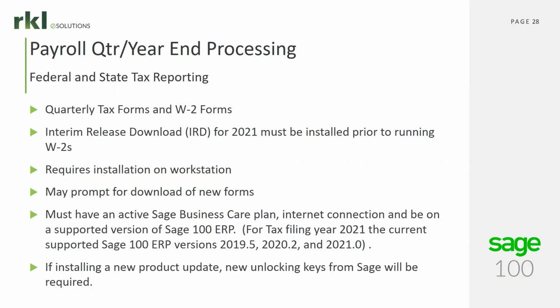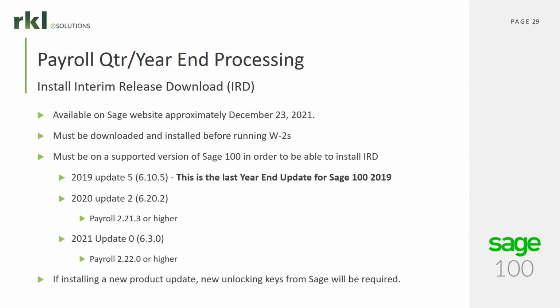You'll need to have an active Sage Business Care plan, an internet connection on that workstation, and be on a supported version of Sage 100. If you were required to enter a new product update, you will need new unlocking keys from Sage. RKL will take care of this if we are doing this for you. The interim release download will be available on Sage's website approximately December 23rd.